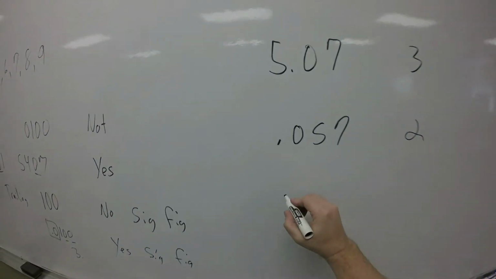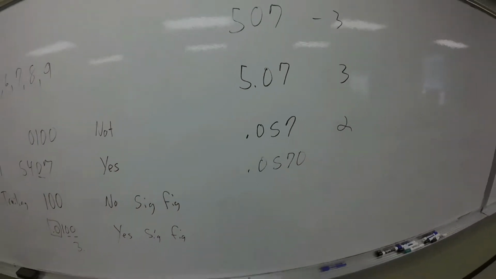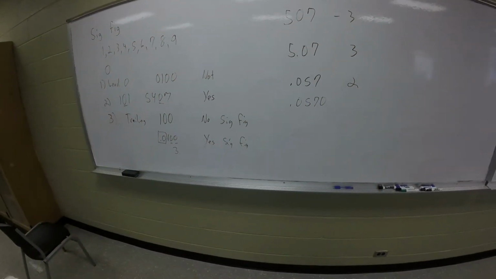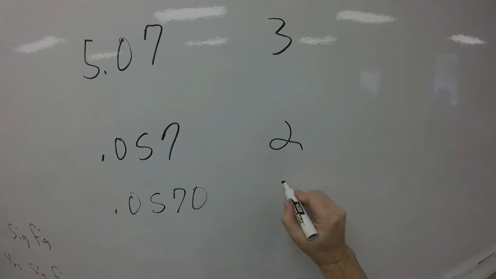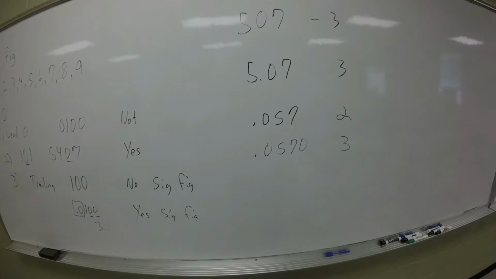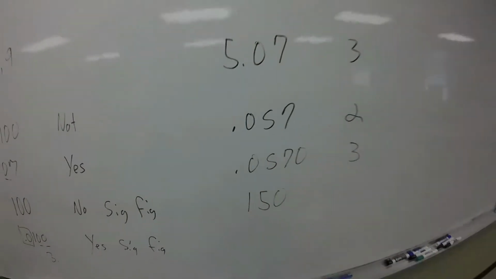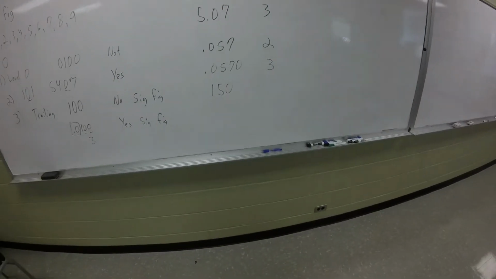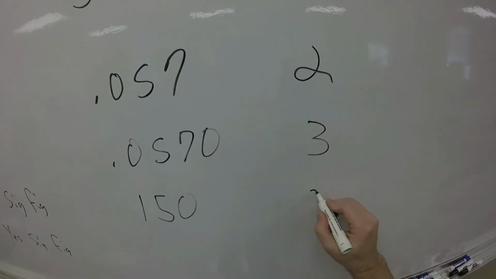Now if we have something like 0.0570, that's a trailing zero, but it is to the right of the decimal place, so we go back to having 3 sig figs. And then numbers such as 150, now this is going to have 2 sig figs because that is a trailing zero, but it's to the left.